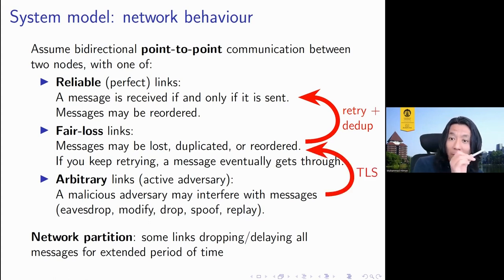Okay, from fair loss to reliable, we can do a retry, right? There is a mechanism called retry, or duplicated message handling, that can somehow solve the loss or duplication problem. And also for the arbitrary one, if there is a malicious adversary in the network, we can have a protocol called TLS, Transport Layer Security. Probably you will have a computer networks course in your third year, and you will learn about this TLS protocol.